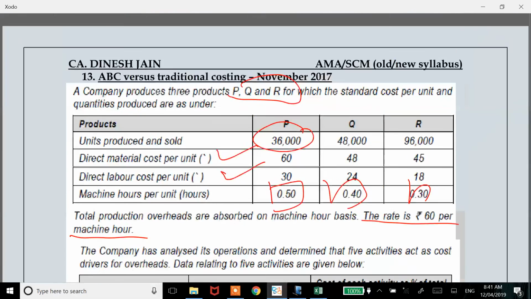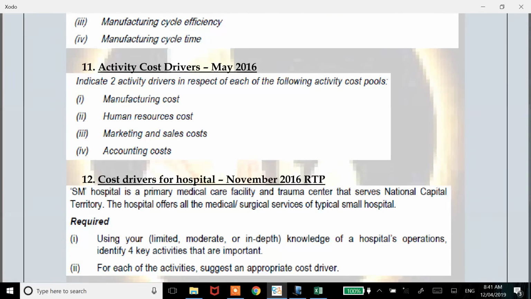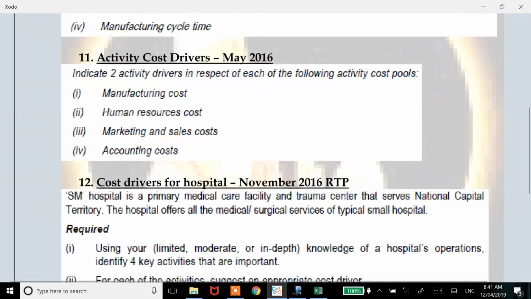Question 14 is something I'll do later, once I explain break-even points. Listen, there are certain questions which are theory oriented. I'm not discussing them in the class. You can look at the solution.